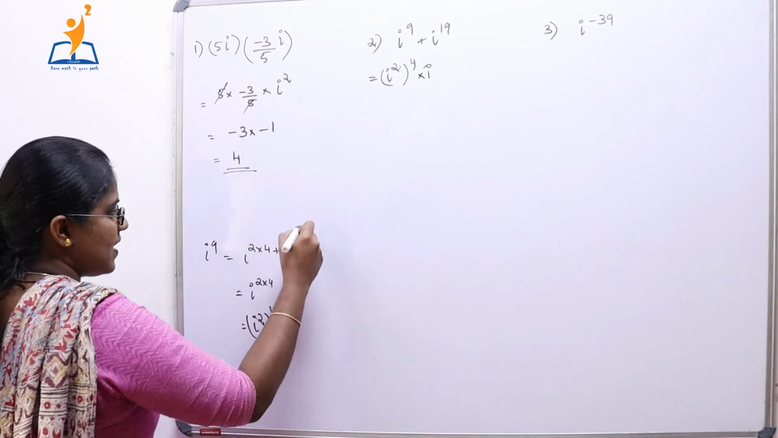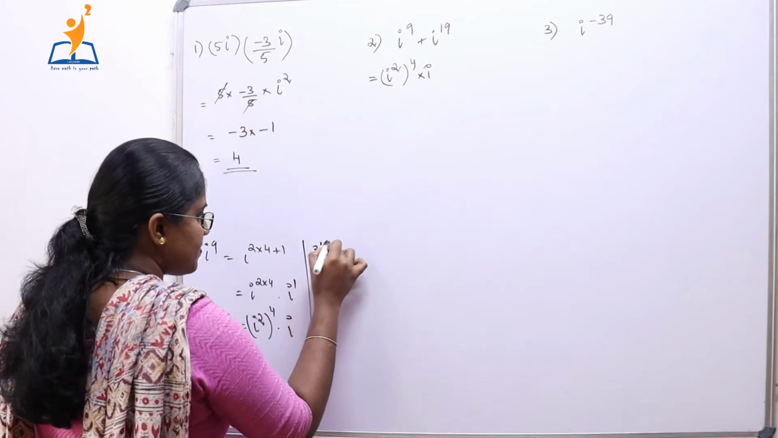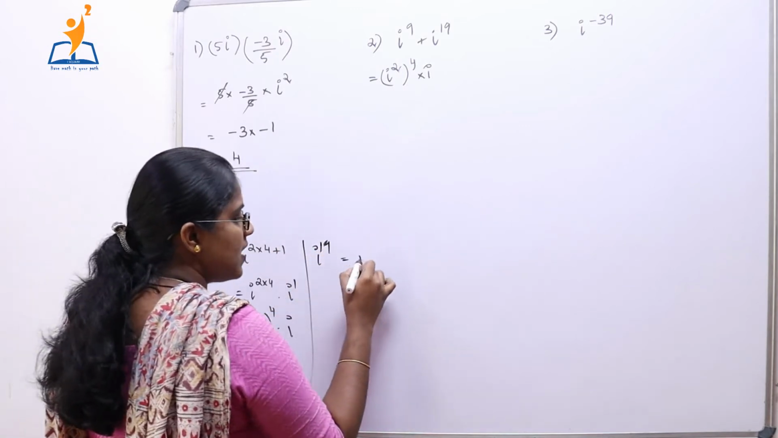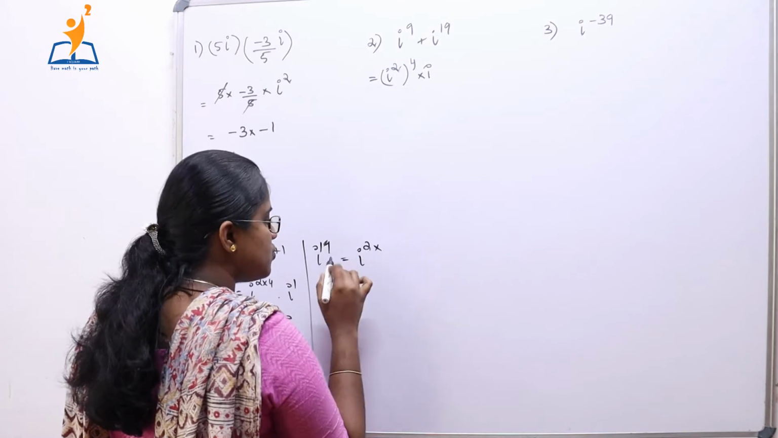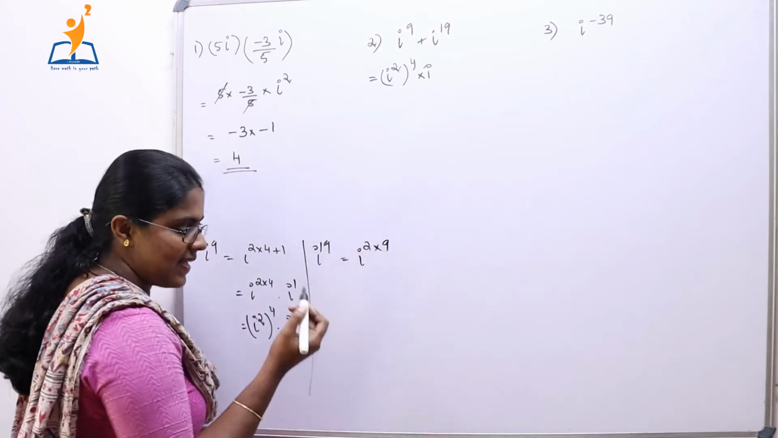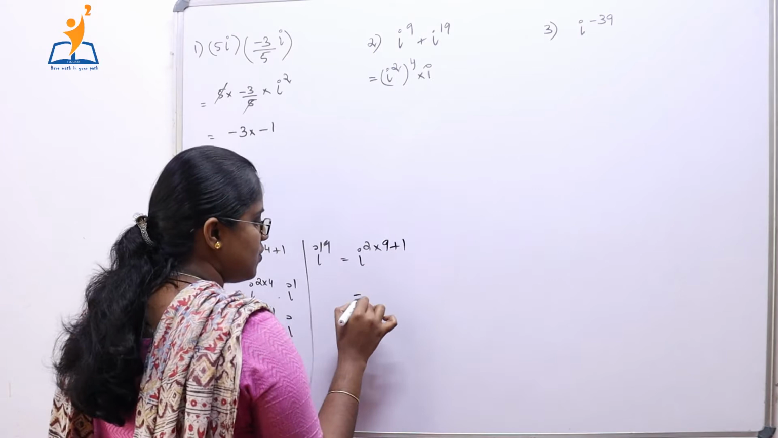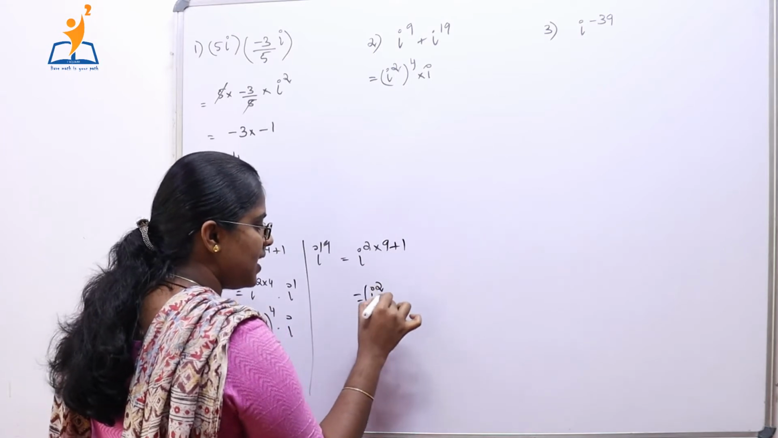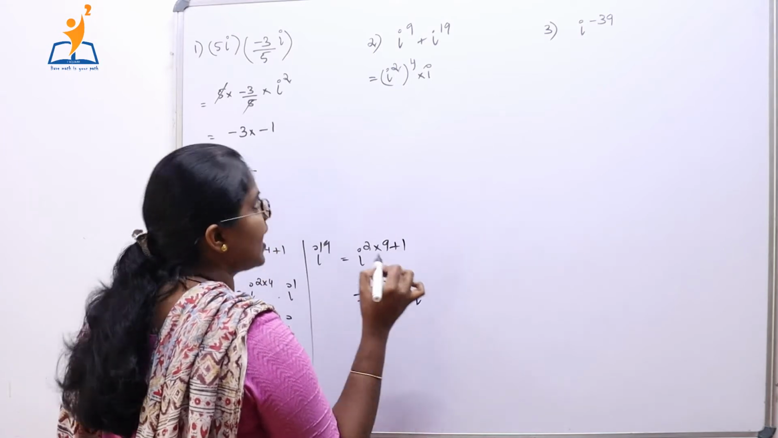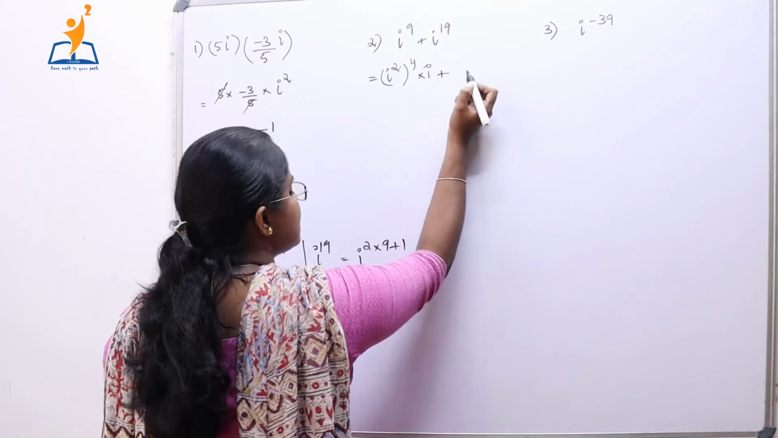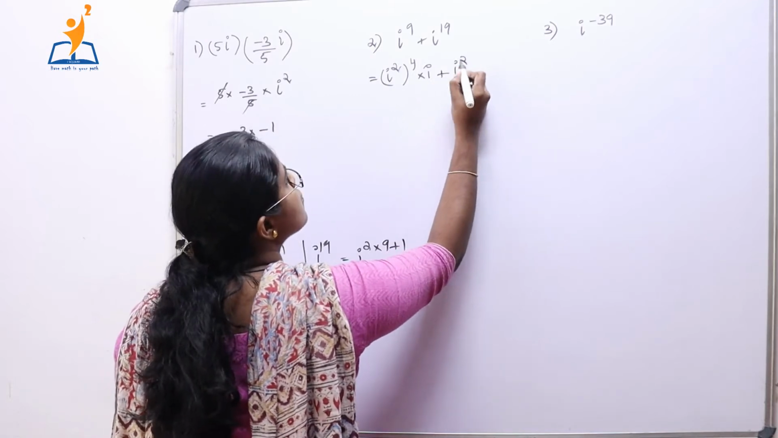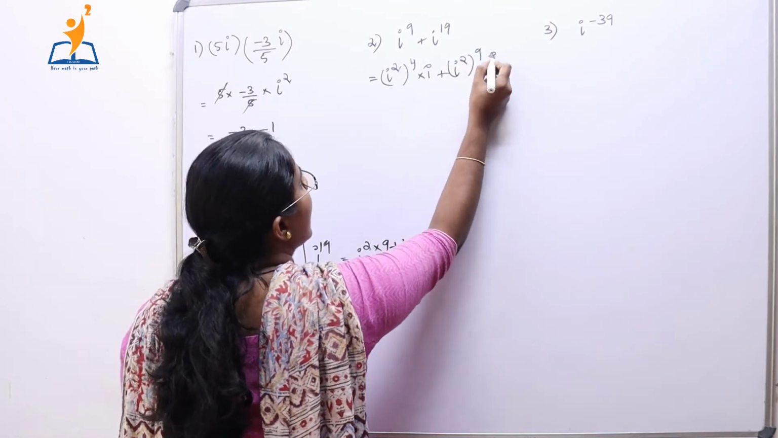Now what is i raised to 19? It can be represented as i raised to 2 into 9. 2 into 9 is 18 plus 1. So it can be represented as i square raised to 9 into i. So we will write plus i square raised to 9 into i.